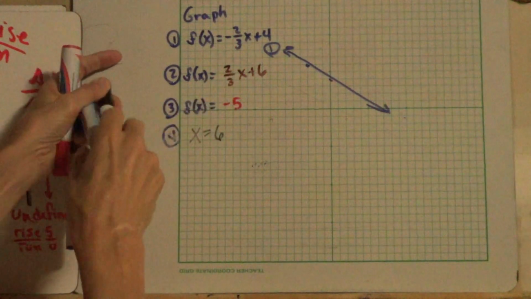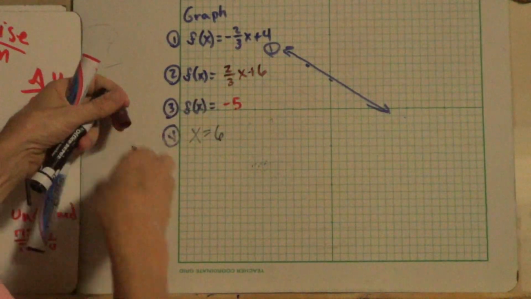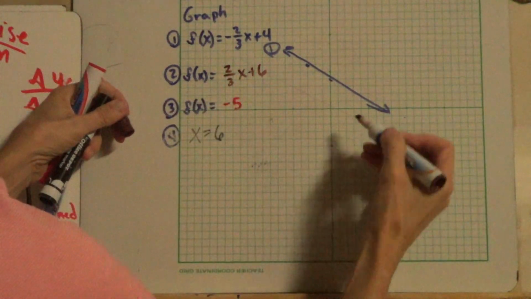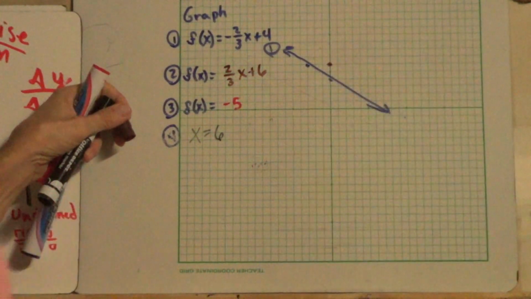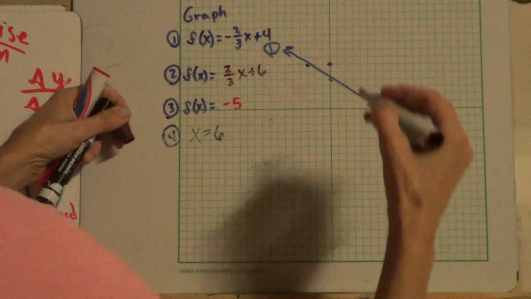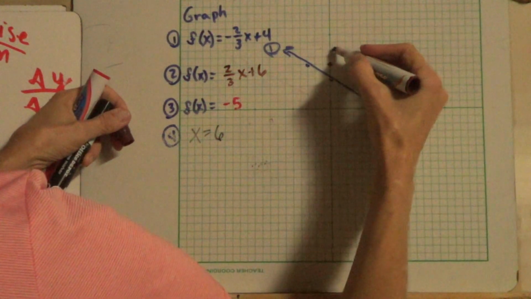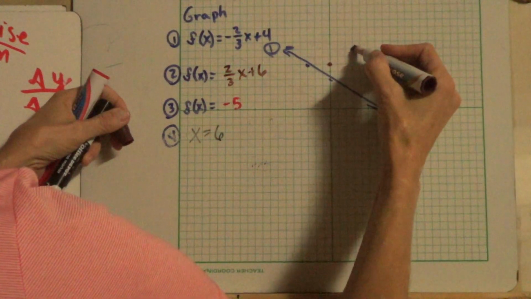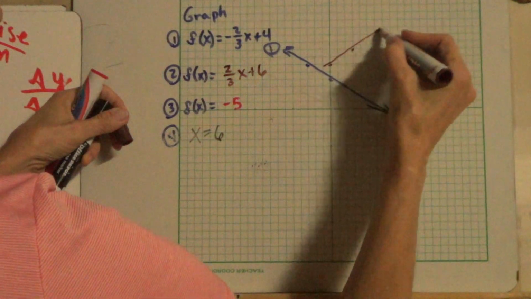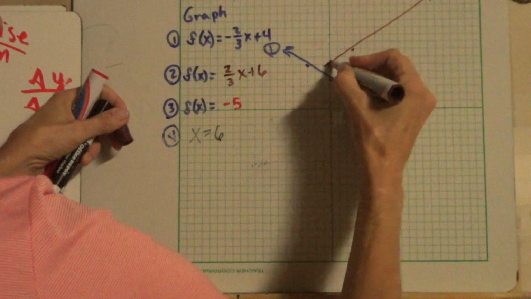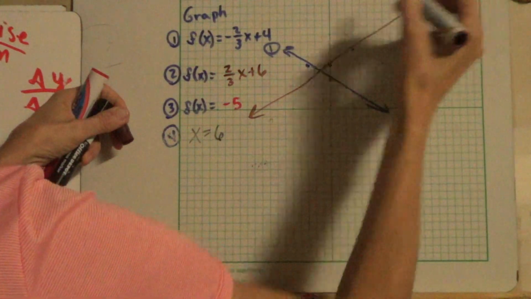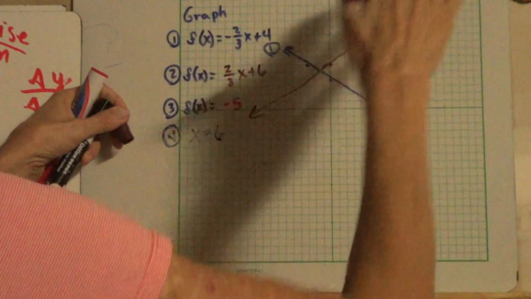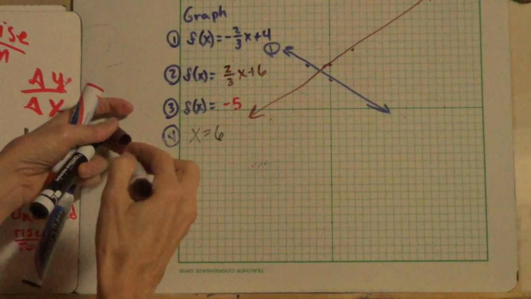Okay, next one. It's a positive 2/3 x plus 6. So we go up to 6, and we say, from the 6 we want to rise 2, run 3 to the right this time because it's positive. And there's the second line. Positive slope, rises to the right, we're in good shape.